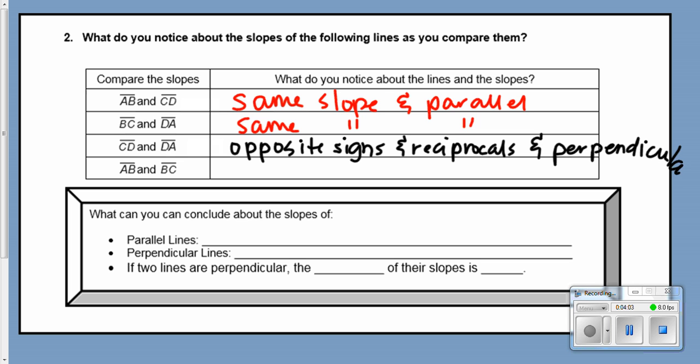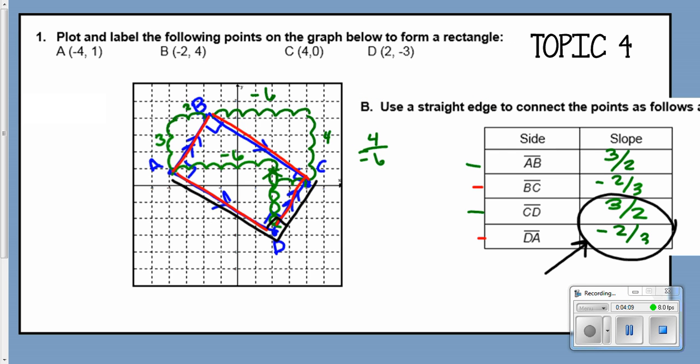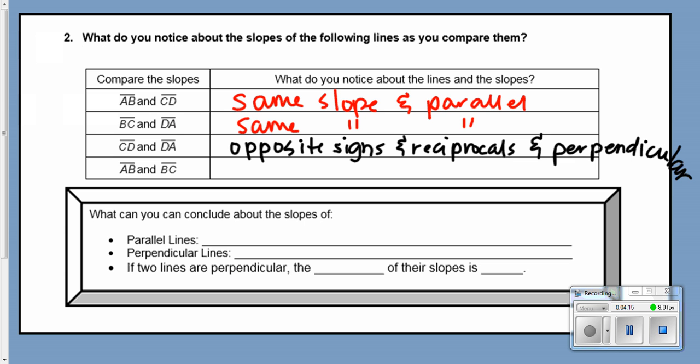Got some good math words there. Perpendicular, reciprocal, good math words. Okay, AB and BC. Well, again, here's AB and BC, same slopes as before. AB and BC, also perpendicular. So on my list here, I'm just going to do this. It's the same story. So we just discovered the relationship between parallel lines and perpendicular lines.